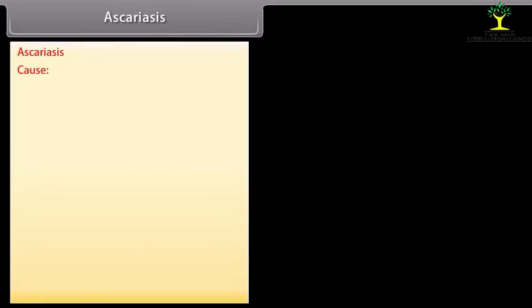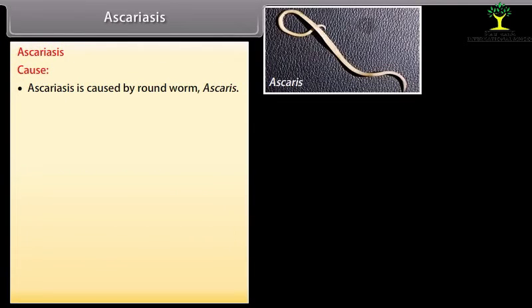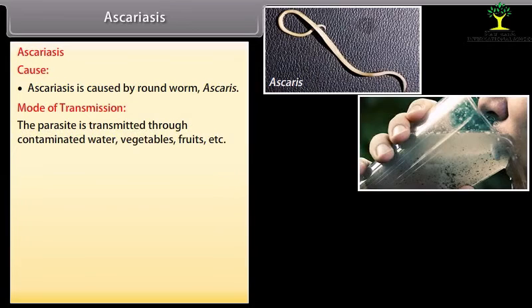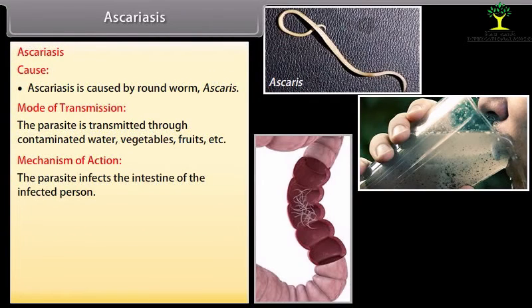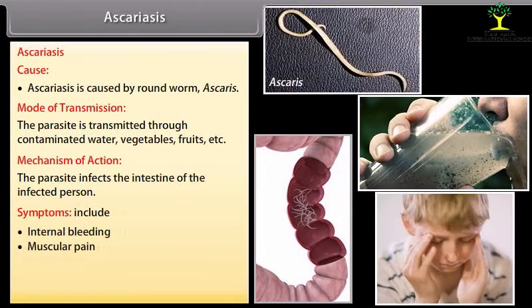Ascariasis. Cause. Ascariasis is caused by round worm, Ascaris. Mode of transmission. The parasite is transmitted through contaminated water, vegetables, fruits, etc. Mechanism of action. The parasite infects the intestine of the infected person. Symptoms include internal bleeding, muscular pain, fever, anemia, blockage of intestinal passage.